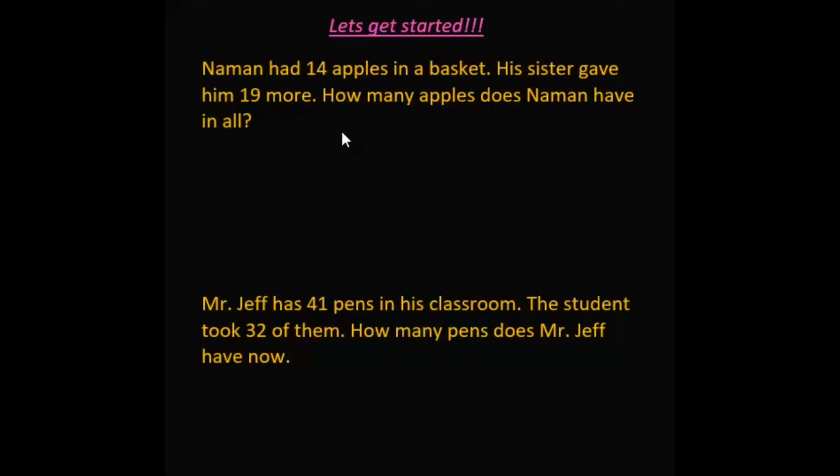Okay, so let's draw a picture. I'm not going to draw 14 apples, that's too much work right now. So I'm just going to draw a big square that represents 10. The square represents 10, and then I'm going to draw 1, 2, 3, 4 more because there's 14 and 10. 14 minus 10 equals 4.